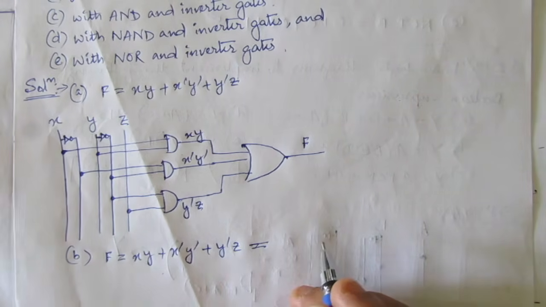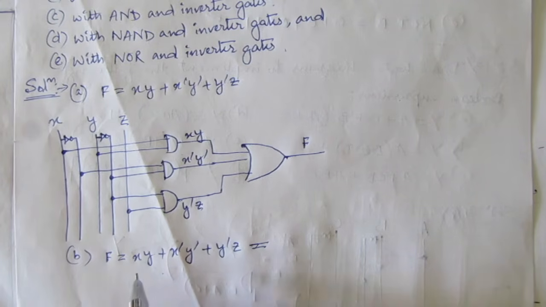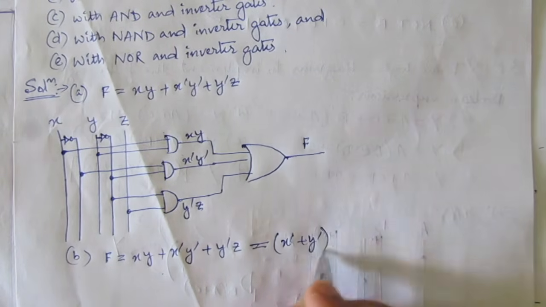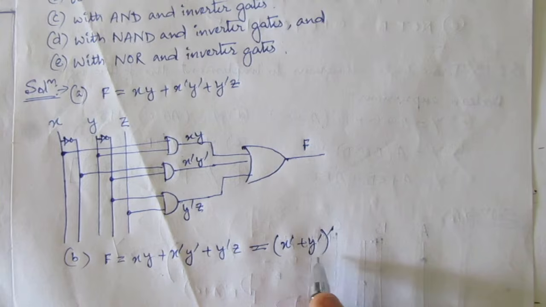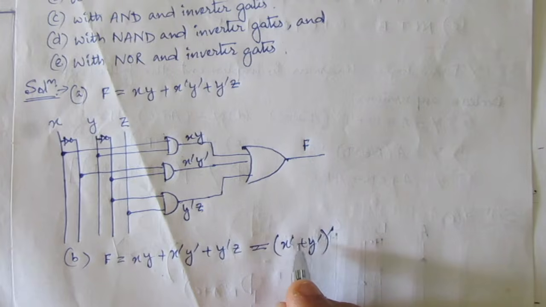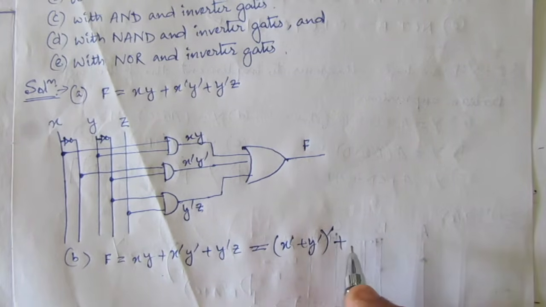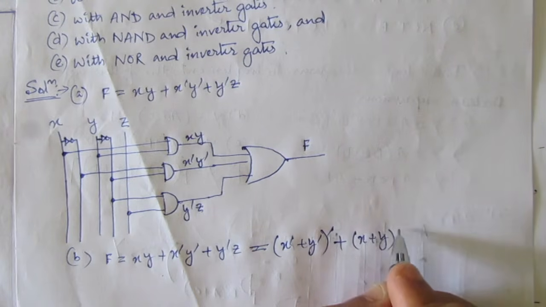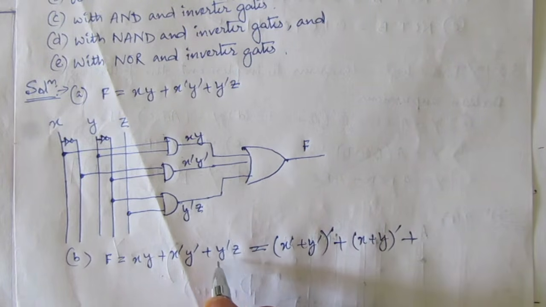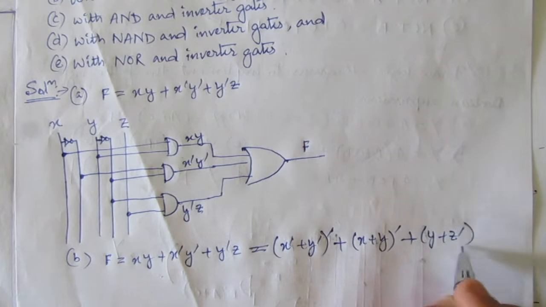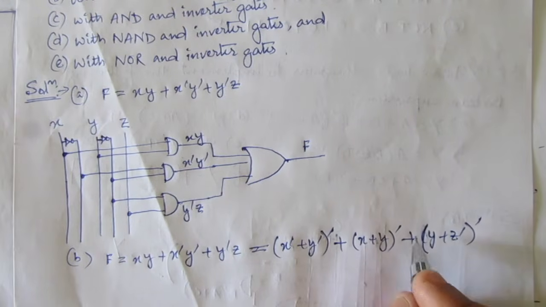We'll use De Morgan's theorem here, and we can rewrite xy as x bar plus y bar whole bar, because when we use De Morgan's theorem, it will be x bar whole bar, that means x bar bar dot y bar bar, and the double bars will cancel. So we'll get xy. Similarly for the others: x bar y bar is x plus y whole bar, and y bar z will be y plus z bar whole bar. So we have to draw the logic diagram for this expression.